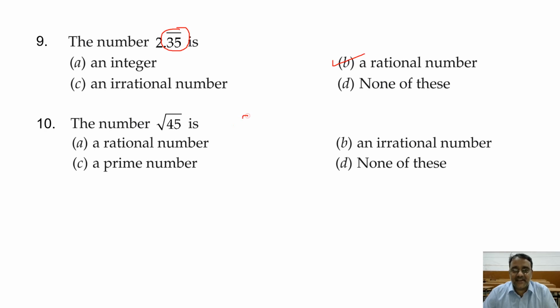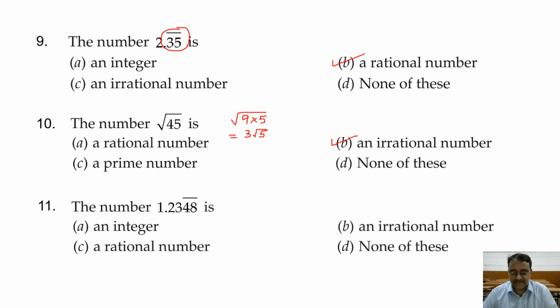45. 45 we can write 9 into 5. Okay. 45 को हम लोग 9 into 5 लिख सकते हैं. If you take square root, you will get 3 root 5. So 3 root 5 is the product of rational number and irrational number. Just now I told you that the product of rational number and irrational number is always an irrational number. So the correct option is Option B. Right. Now the next question.